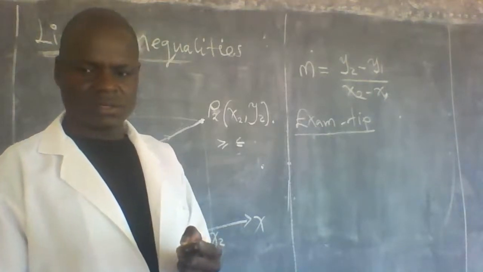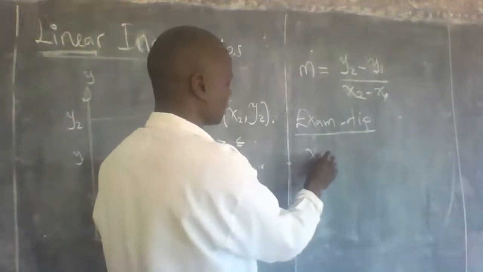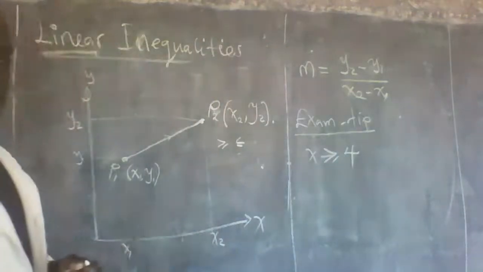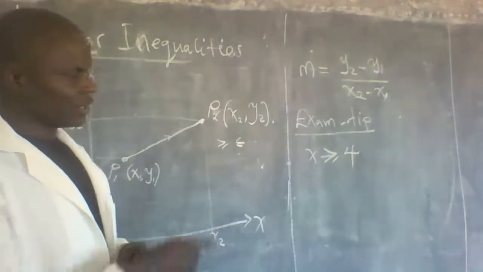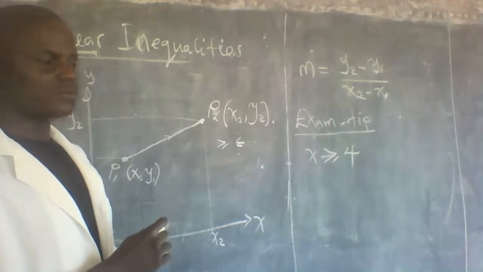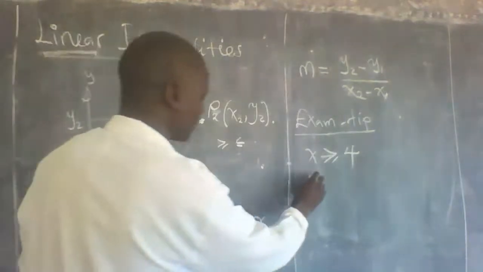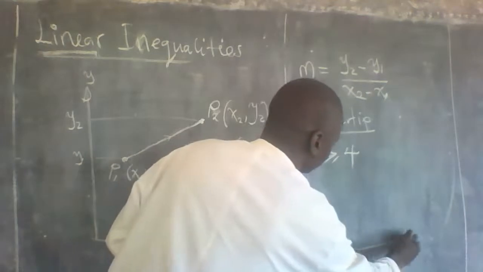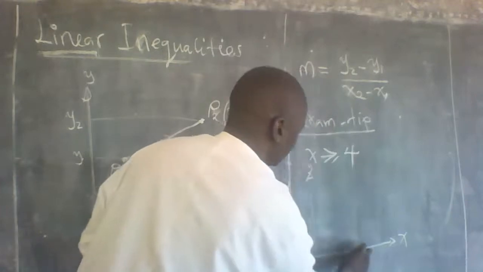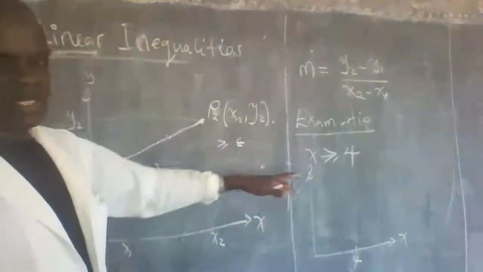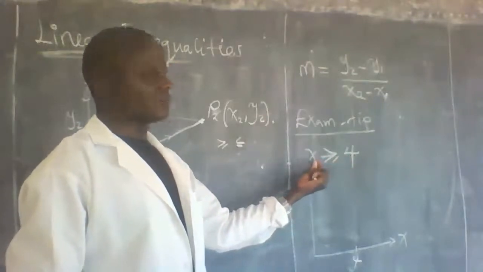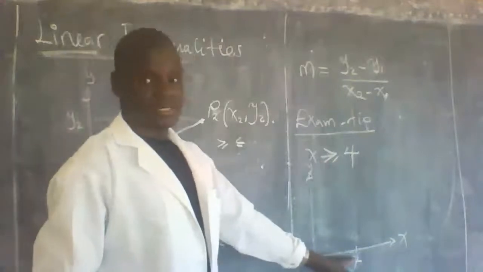If you're given a situation, x is greater than or equal to 4, and we are told to shade, because that will be the next thing we'll be dealing with, you are told to shade the values of x that are greater than or equal to 4. If this is your x and this is your y, then this point here is 4. They ask us to shade the region where the values of x that are greater than 4 are lying. You need to understand that this is 4.